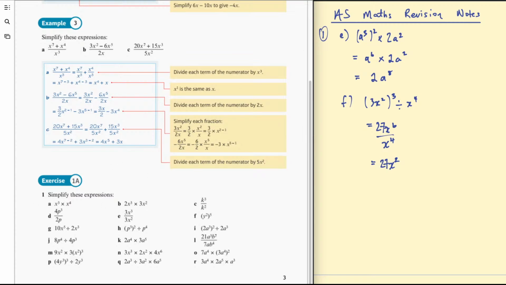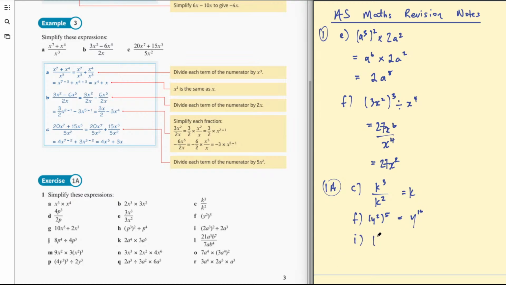Okay, let's get into the exercise. Exercise 1A. And it's asking us to simplify these expressions. I'm just going to do this column here. Or maybe the last two rows. No, this column. Let's do this column. So starting off with C, k to the power 3 over k to the power 2. We subtract the powers. This will be k to the power 1, or just k. F, we've got y to the power 2 to the power 5. We multiply the powers, y to the power 10.